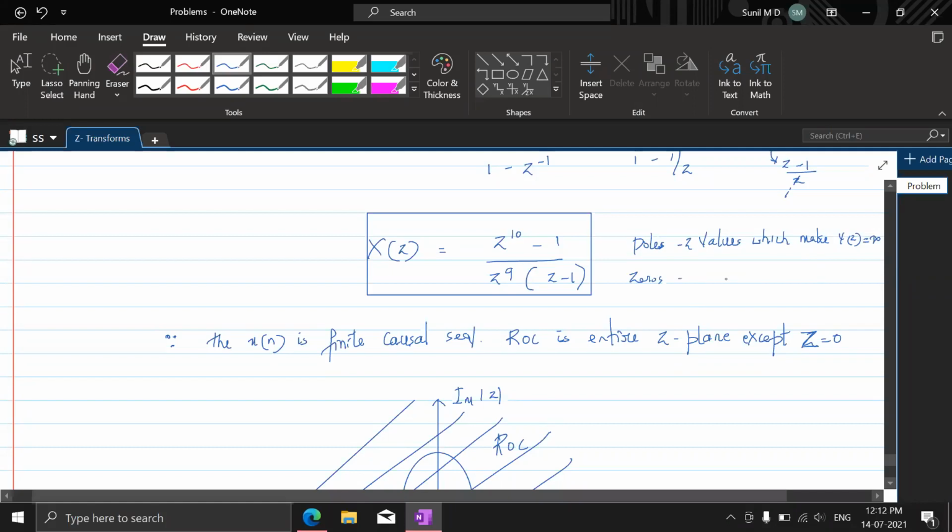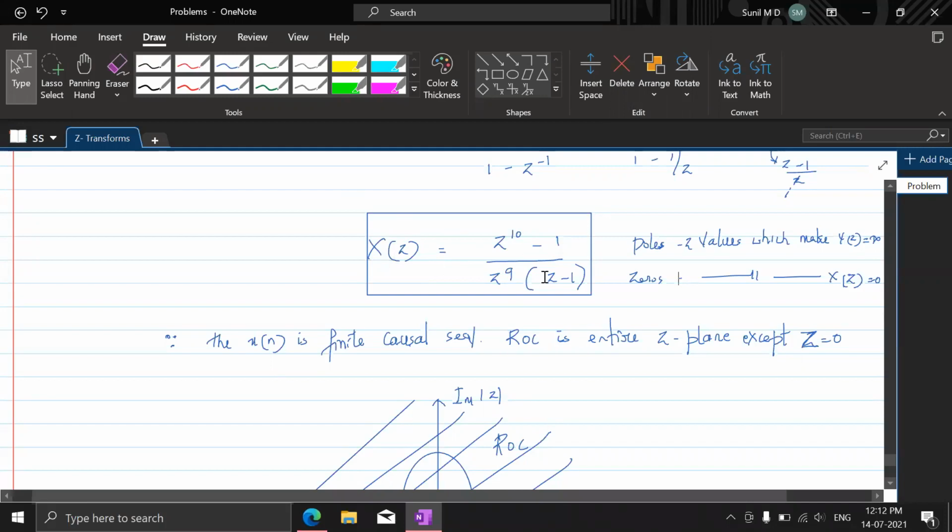Zeros are values of z which make X(z) zero. Understand that? So this is what we need to look at now. How many such values of z are there? How many such values of z would make X(z) zero? How many values of z would make X(z) infinite?